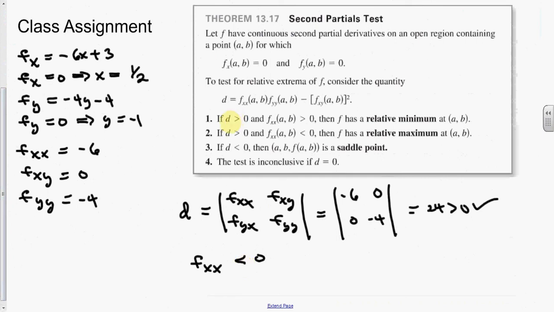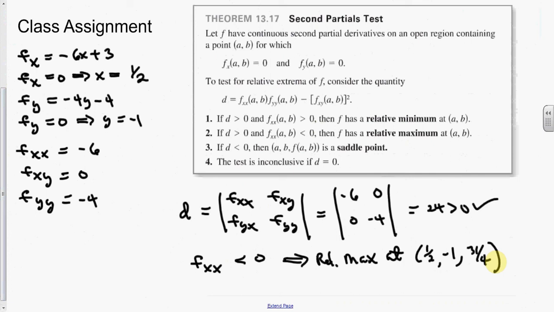So again, D is positive, and f sub xx is negative. If it's negative, that means the curvature is downward, and we have a relative maximum. At the point, what did you get? This is 1/2 comma negative 1. What did you get for f of 1/2, negative 1? 31 over 4? Very good.